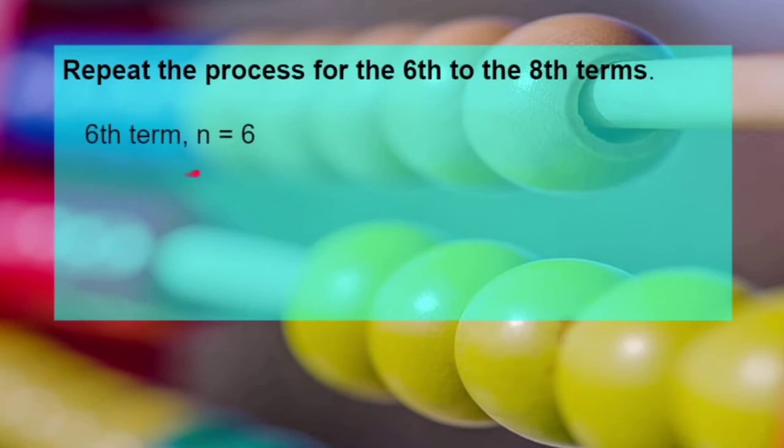For the sixth term, we have n equals 6. Then substitute to the given formula. So that is -1 raised to 6 all over 6 plus 1. So -1 raised to 6, okay, so even. So that is +1. And then 6 plus 1 is 7. Okay, so we have 1 over 7 for the sixth term.